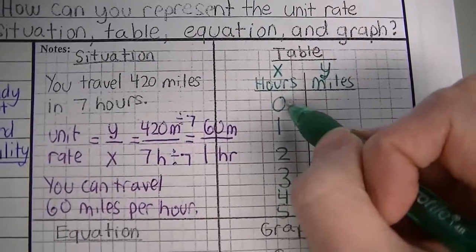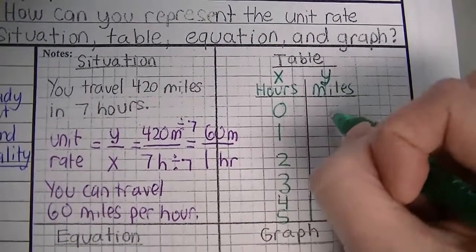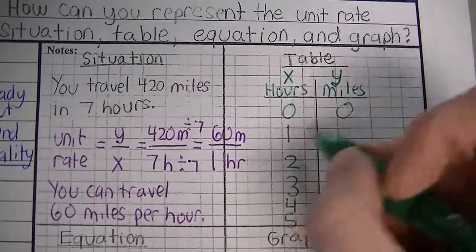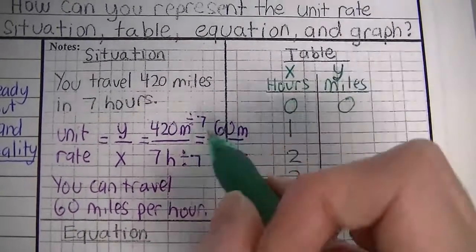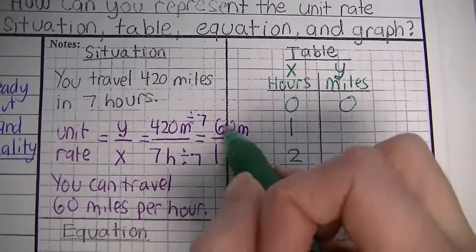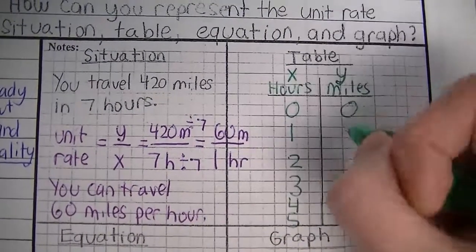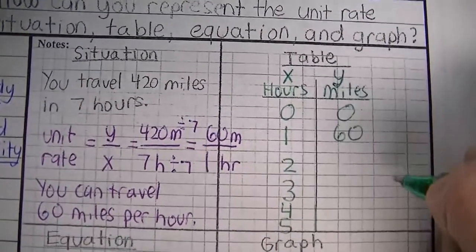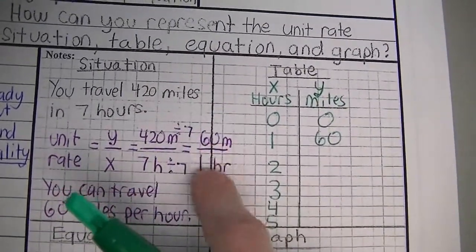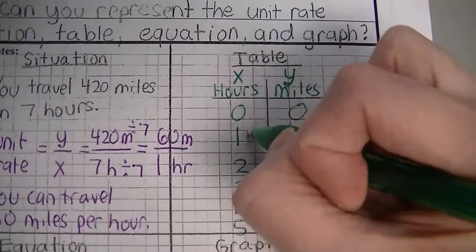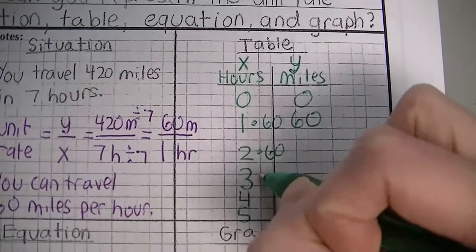So let's go ahead and think about this. If you traveled for 0 hours, how many miles would you have gone? 0 miles, okay? If you traveled for 1 hour, how many miles would you have gone? Well, you would have gone 60, as outlined right here. 60 miles for every 1 hour. Okay, so 1 hour, you're going to put a 60 right there. And you should hopefully know that your unit rate is 60 miles per hour. So you're taking that x value, you're multiplying it by 60 each time to get the corresponding y value.